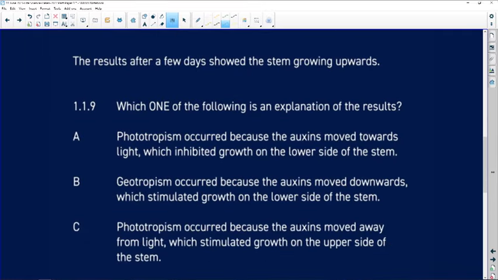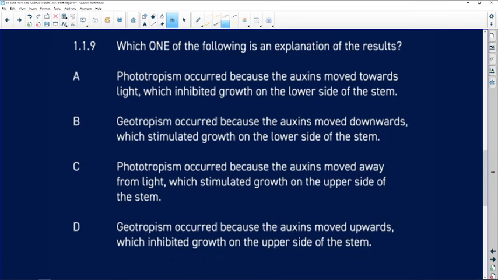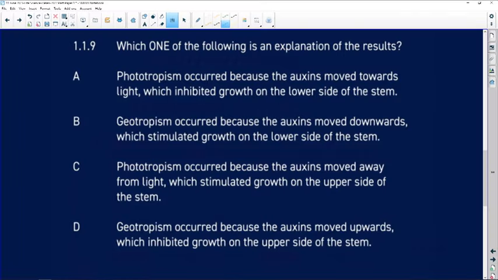Which one of the following is an explanation of the results? So now we've got to think of what would happen, the stem growing upwards, and we've got to look at our options carefully to see which one explains our results the best. A, phototropism, which is the growth response to a light stimulus, occurred because, so I'd agree, yep, phototropism occurred, but here's why. So let's look at the reason.